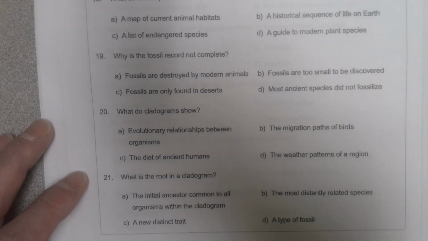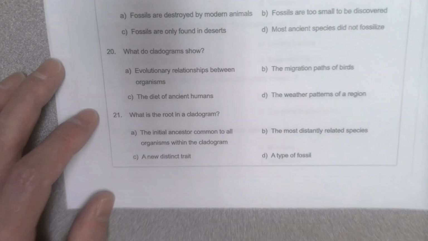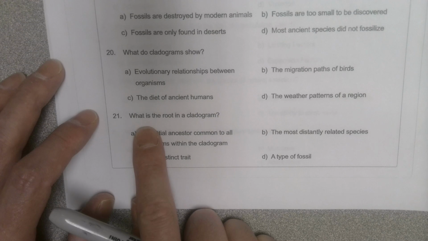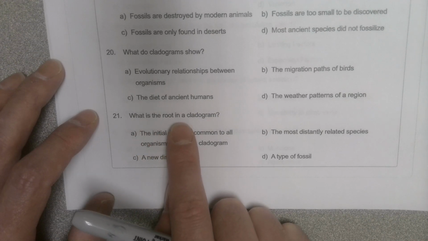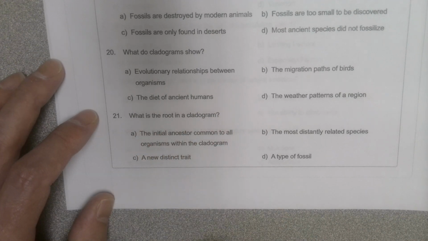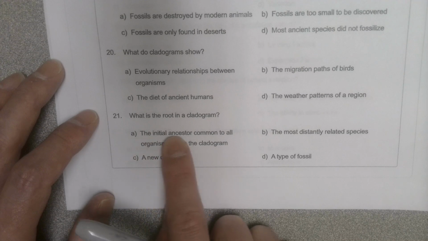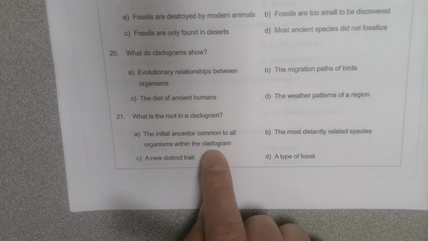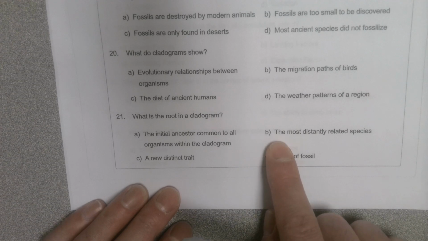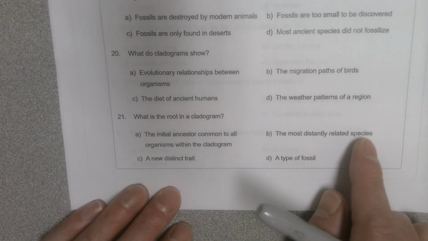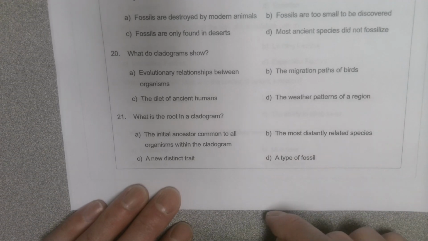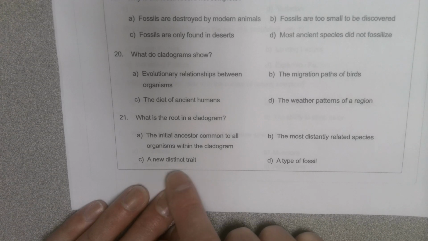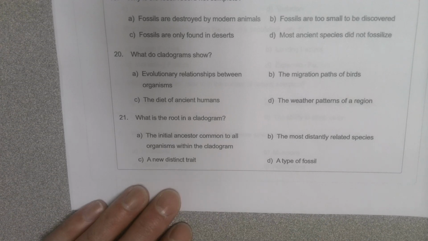And our last question today, number 21. What is the root in a cladogram? A, the initial ancestor common to all organisms within the cladogram. B, the most distantly related species. C, a new distinct trait. Or D, a type of fossil.